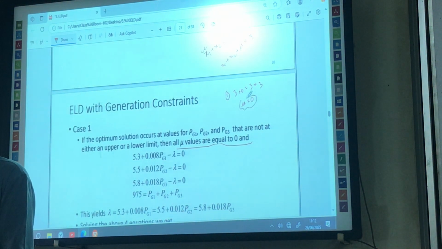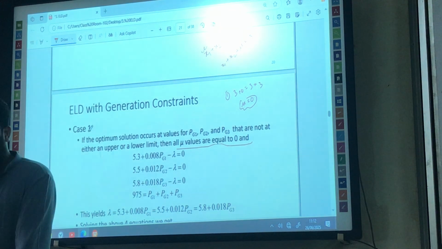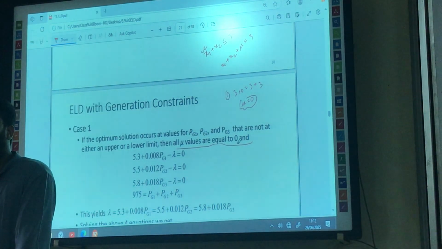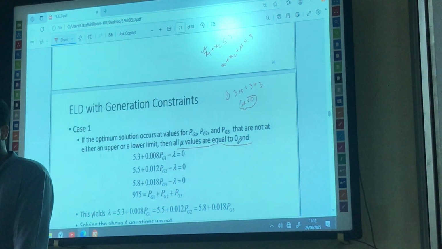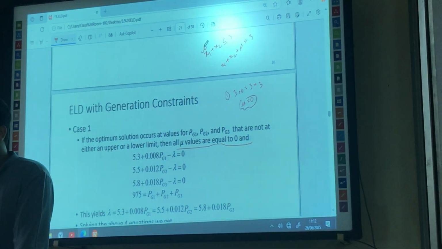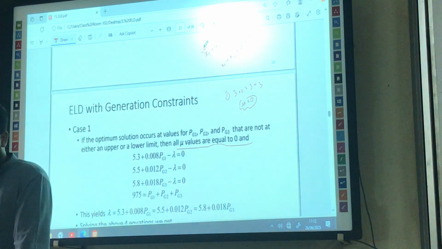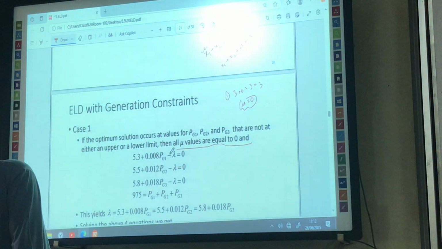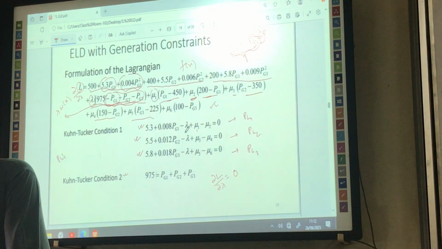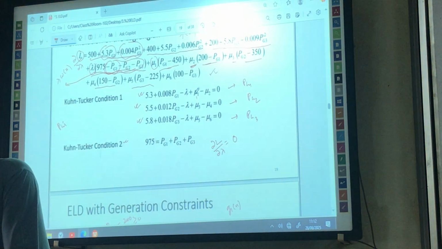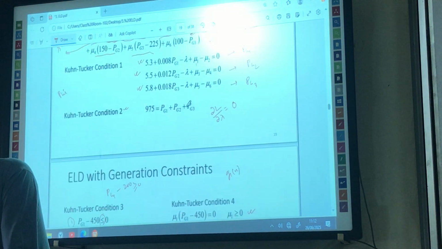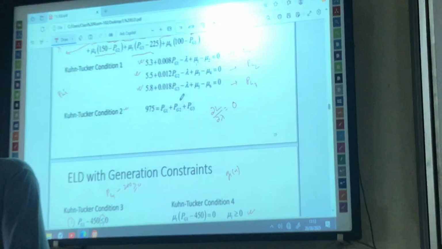That means whenever mu is 0, automatically that inequality constraint is transferred to the equality condition, right? So now in this case, we are assuming that all mu values are actually 0, right? So if all the mu values are 0, that means all the inequality constraints are now transferred into the equality one, right? Now if we assume all mu values equal to 0, what are the advantages? The advantage is that this mu will be cancelled out, right? So we will have only 4 unknown variables: Pg1, Pg2, Pg3 and lambda. So this is the case number 1.